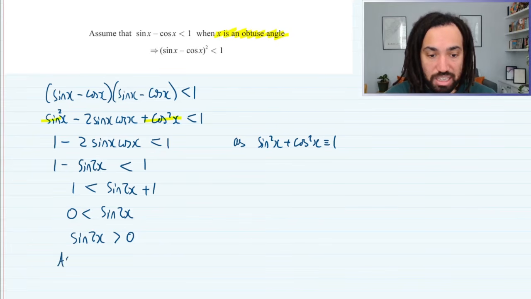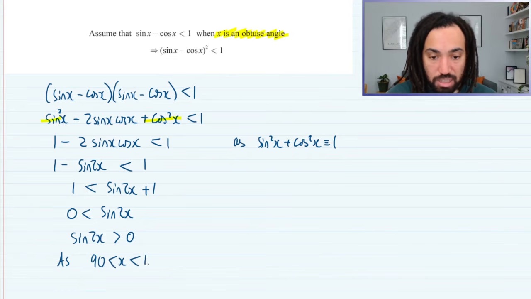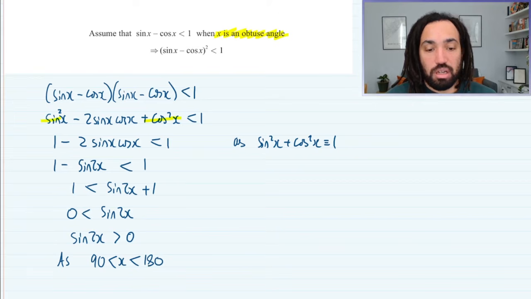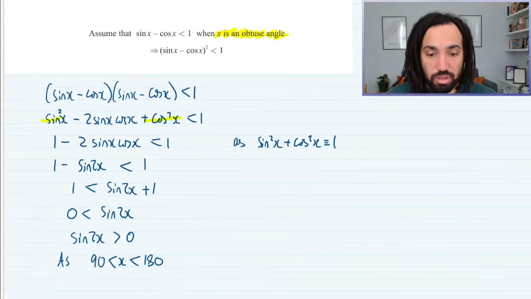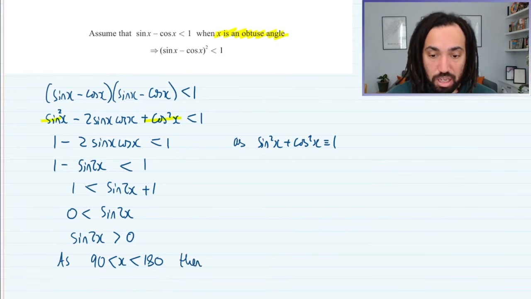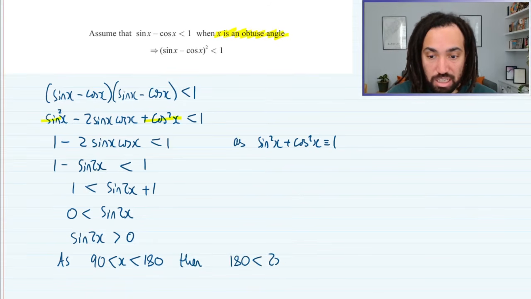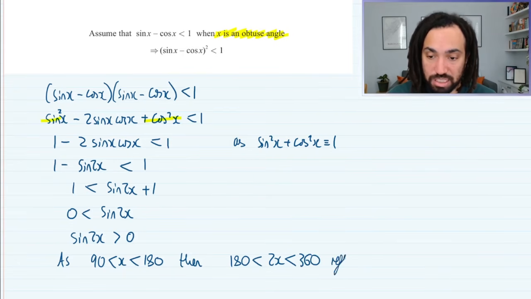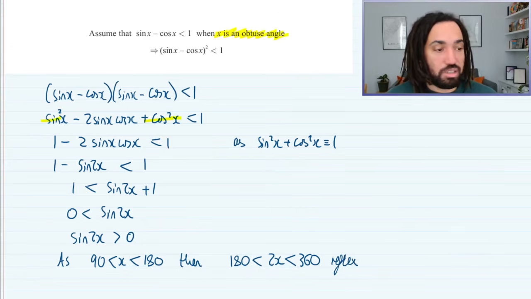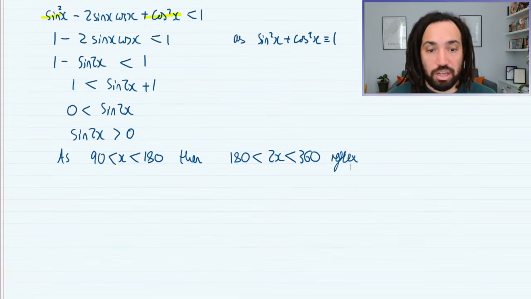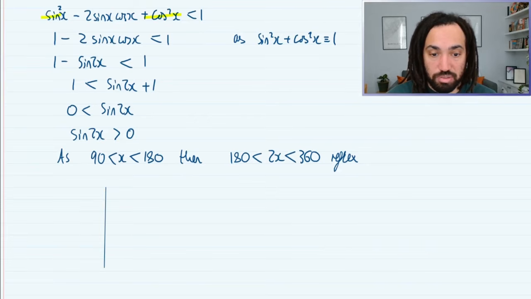So we can say that as x is between 90 and 180, then the angle we're looking at is 2x, so that's between 180 and 360, which is reflex. That's a reflex angle. Okay, so let's look to see what happens for sine of an angle which is reflex.